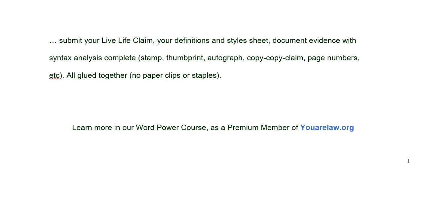It's the documents themselves. And then we do a syntax analysis of it where we break down the defects and the flaws that we see, and we ask them to correct it. And we attach a $1 stamp as consideration for our contract, a blue thumbprint, autograph, copyright, copy claim, put page numbers on it, and glue it together. The entire thing we submit to them, it becomes one 4 corners document.